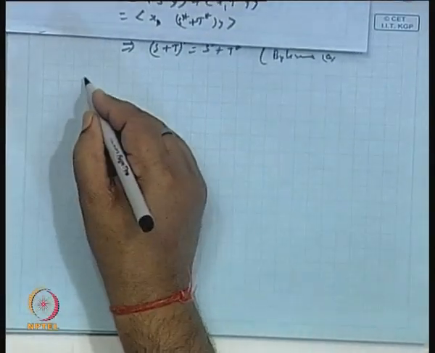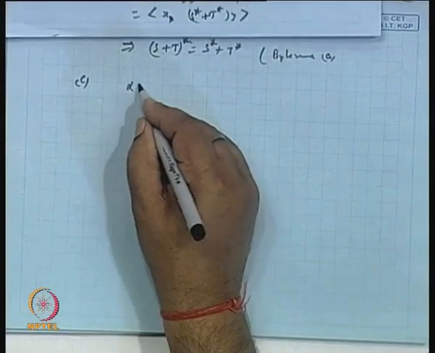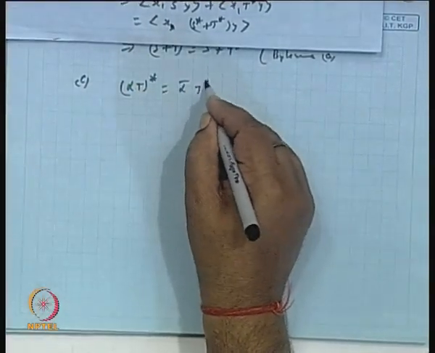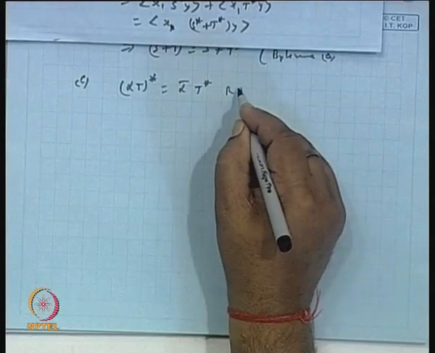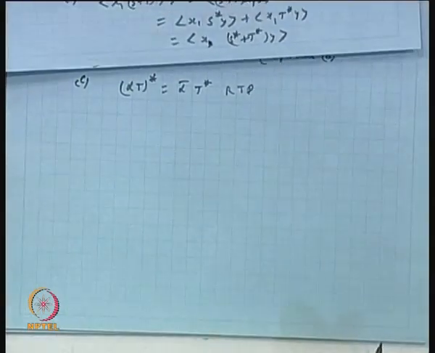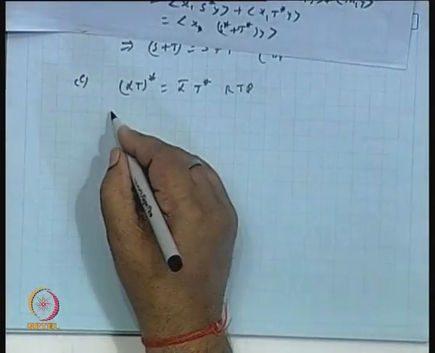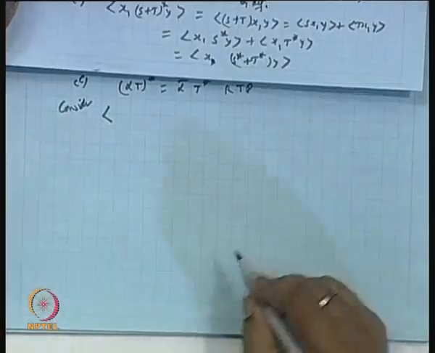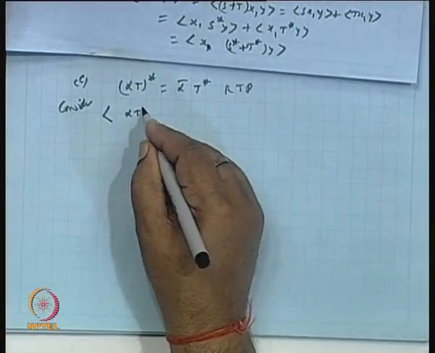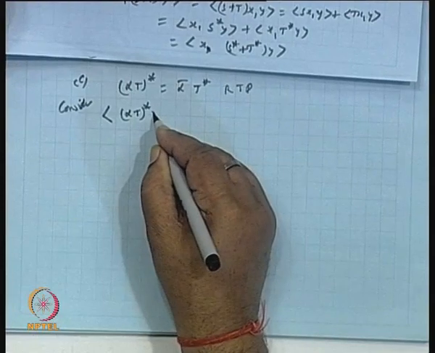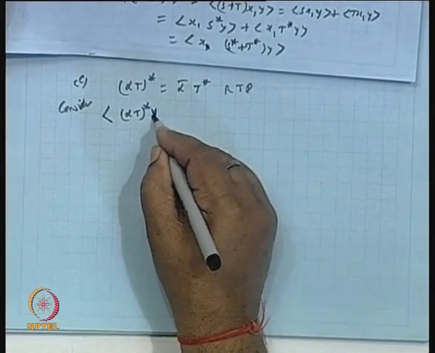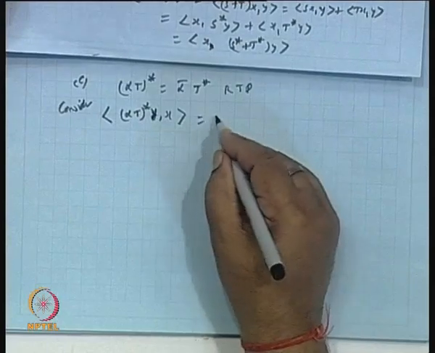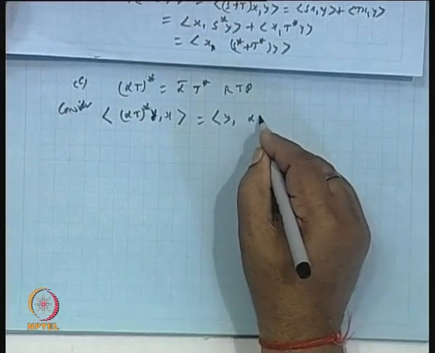C is (αT)*. We wanted to show it equals α conjugate T*. This is required to prove, is it not? So what we do is start with and consider ((αT)* x, y), which can be written as (x, αT y).